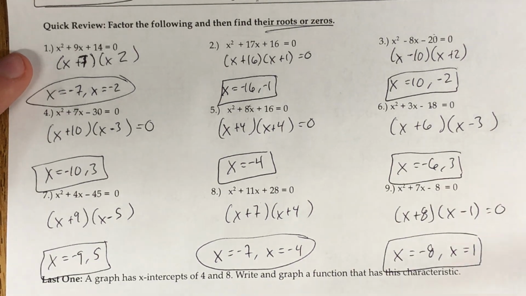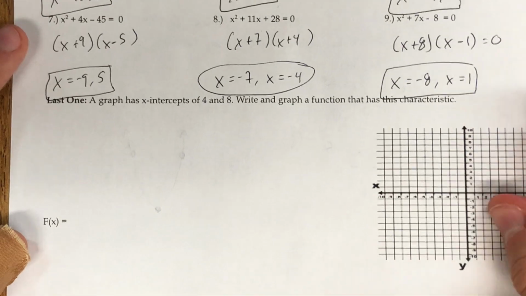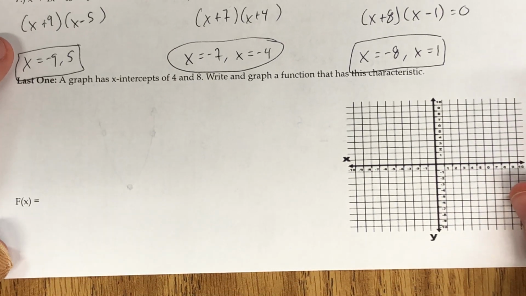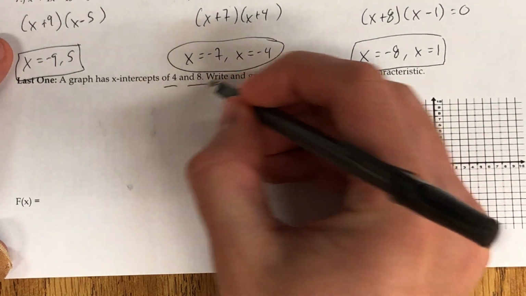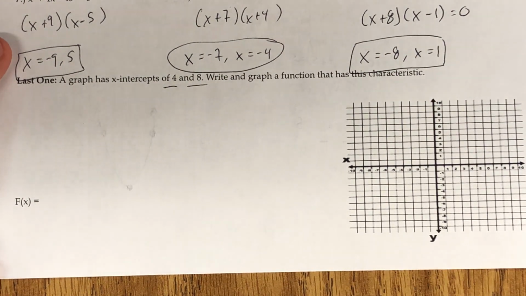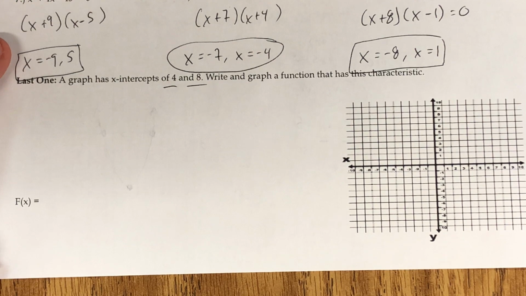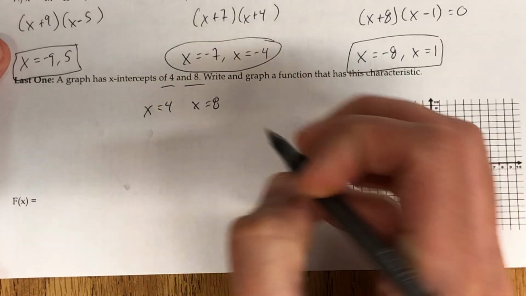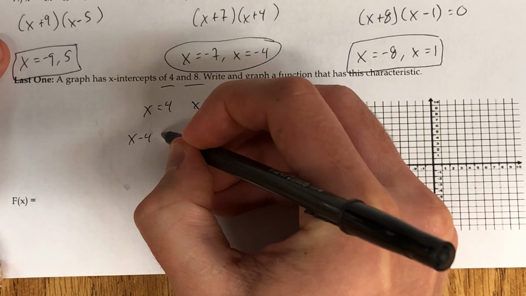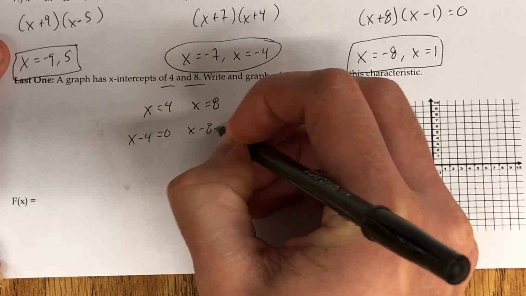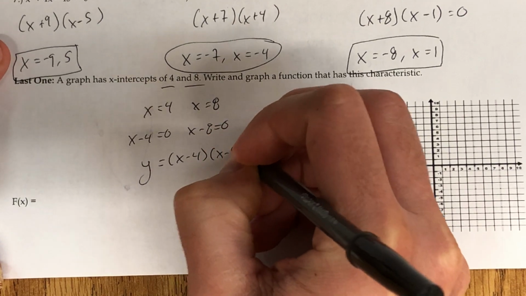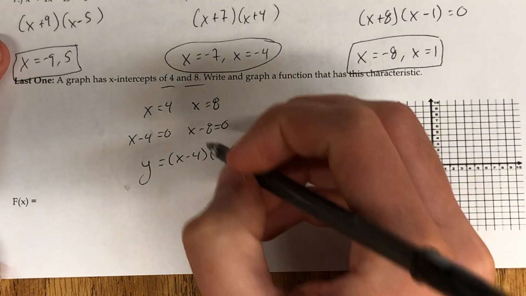Okay. All right, there's your factoring. Lastly, one more problem to check, make sure you've got this down. You have a graph that has x-intercepts of 4 and 8. Write and graph the function. Pause the video, give it a try. Okay, x equals 4 and x equals 8. So we find our factors, which would be x minus 4 and x minus 8. So our quadratic in factored form would be x minus 4, x minus 8.